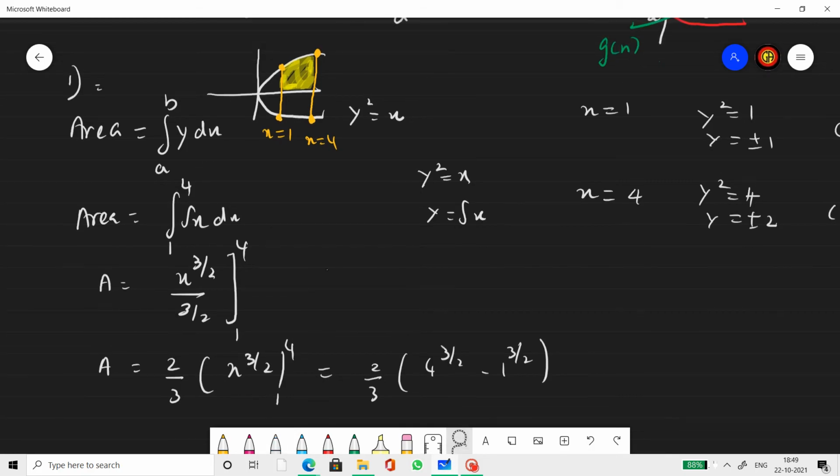Right. So here y square equal to x is a parabola that opens to the right side. So this is the main shape. So the first step is to draw the parabola. Next, they said find the area bounded by the curve and the two lines. The two lines are x equal to 1 and x equal to 4.